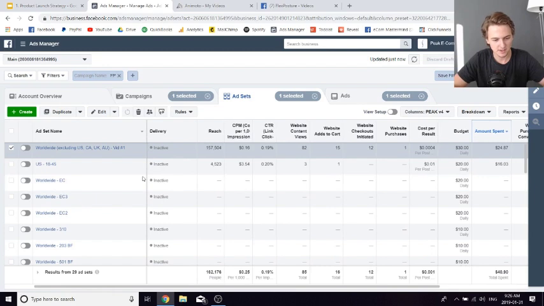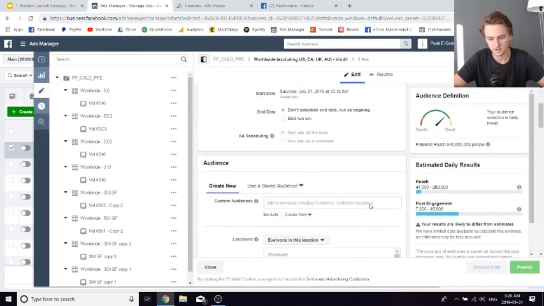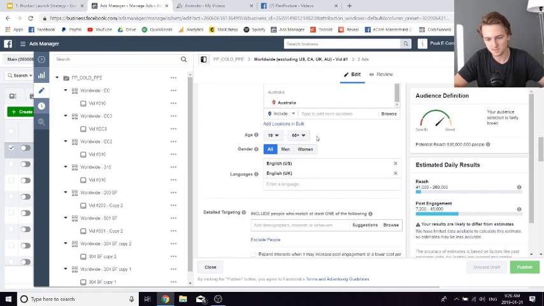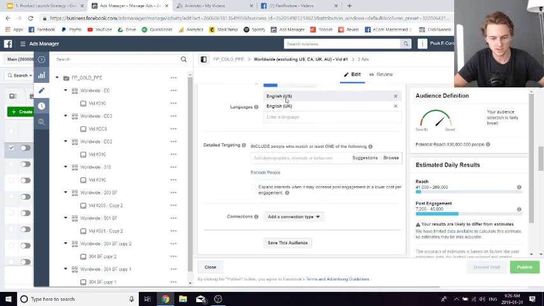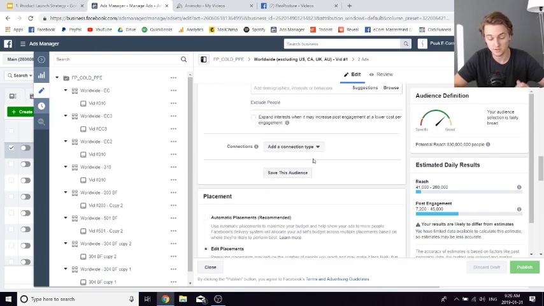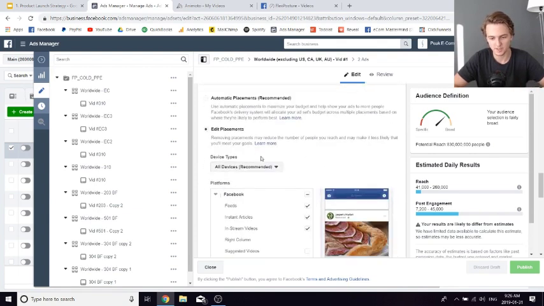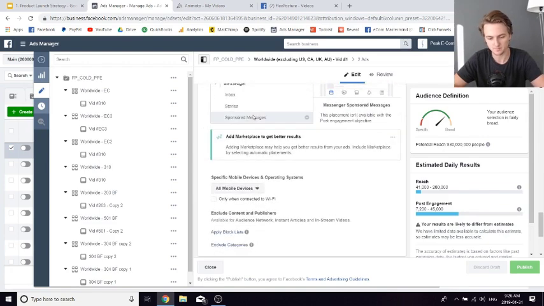Now this PP campaign, I had 2 ad sets in it. One was worldwide, excluding the US, Canada, UK, and Australia. And so just to show you the actual targeting, it was worldwide, excluding those 4 countries, 18 to 65 plus, English UK, English US, so the two English languages. And then it was on auto placements. So now it switched to edit placements, but it was on auto placements.